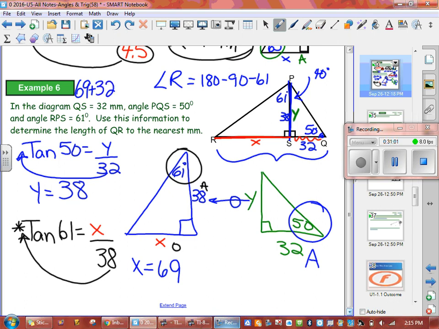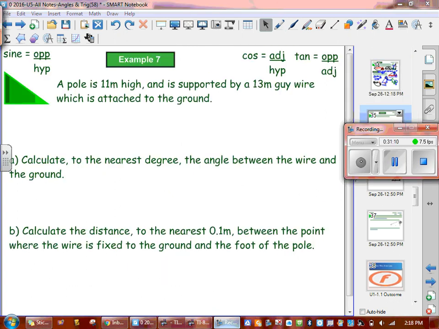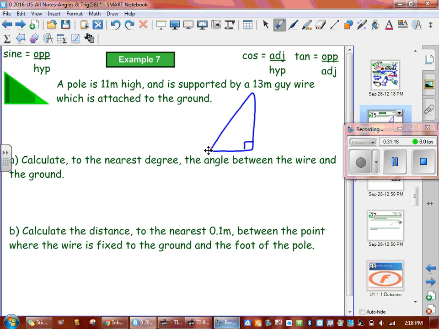Okay, you've got a few bits to work on this. Let's take a look and see if you labeled your diagram correctly. So you have a guy wire, and it is 13 meters, and it's attached to an 11-meter pole, and you need to find the angle. So hypotenuse and opposite, so you're going second sine 11 over 13. That's going to give you our missing angle, which is 58 degrees.